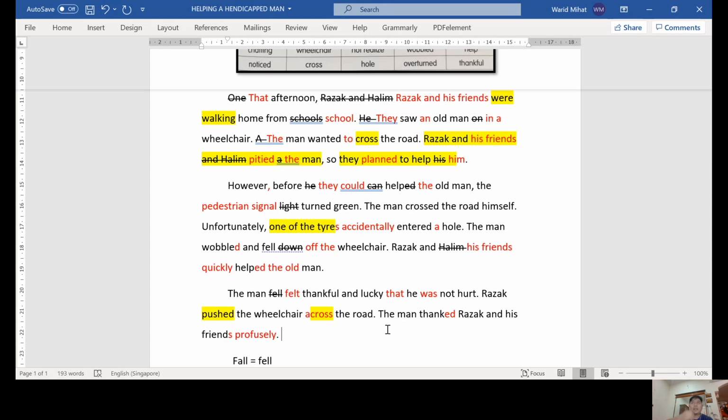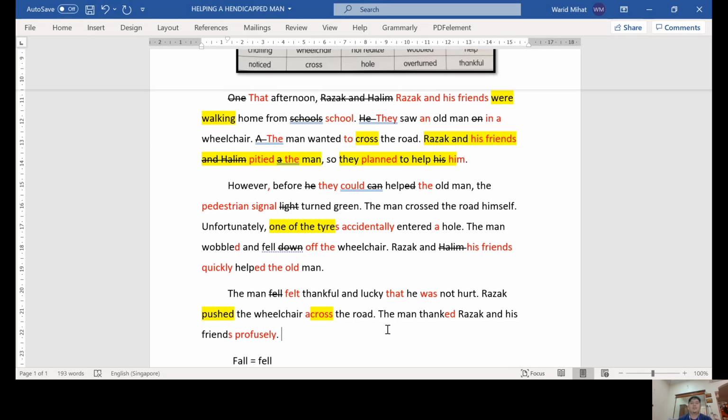Bukannya fell down. Fell down ni daripada atas ke bawah. Macam you jatuh pokok, then you can use the word fell down. Fell down the tree. Okay. Raza and his friends quickly helped the old man. The man felt thankful and lucky that he was not hurt.